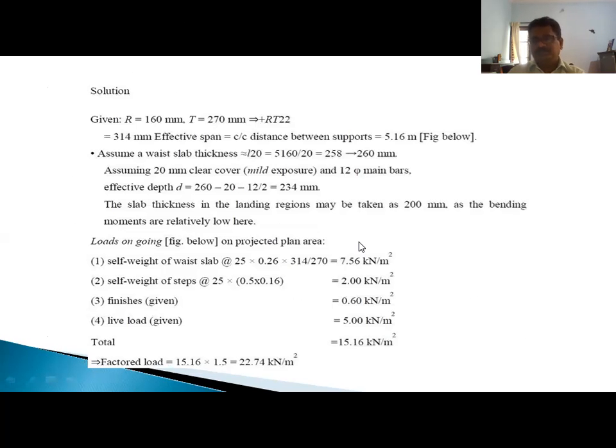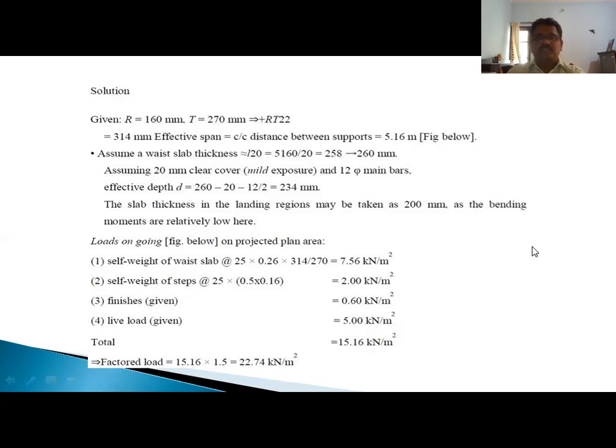See, this is the solution. First, you have to write the given data. Riser is 160 mm, tread is 270 mm. We have to add 22 mm extra at the ends because of the bearing on the wall. Once you add 270 plus 22 plus 22, it comes to around 314 mm. Now the effective span, equal to the center distance between the supports, is 5.16 meters. Everything is there in the figure. I will show that figure.